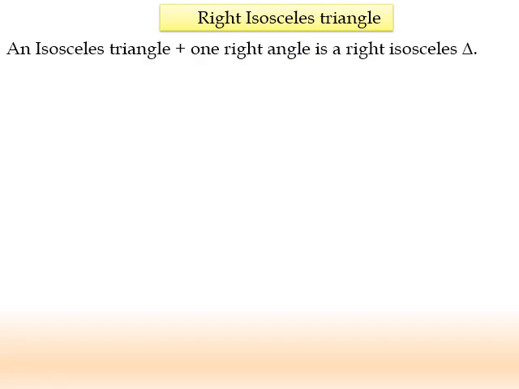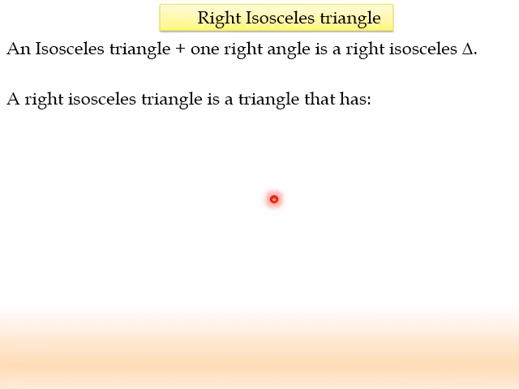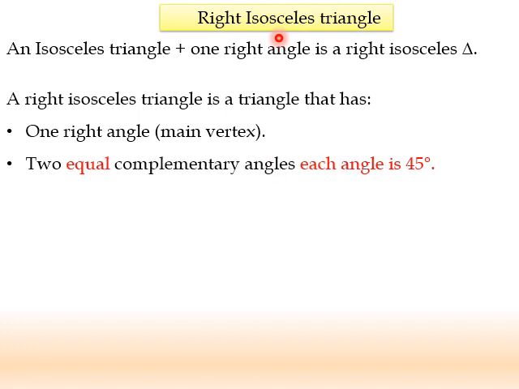Now, what about the right isosceles triangle? From its name, it's a right triangle since it has one right angle, and it's an isosceles triangle. We know that an isosceles triangle has two equal sides and two equal angles, okay? Since it's a right isosceles, the first angle is right, which is the main vertex. The other two angles are complementary, and since they are equal, as the base angles of an isosceles triangle are equal, 90 divided by 2 is 45.